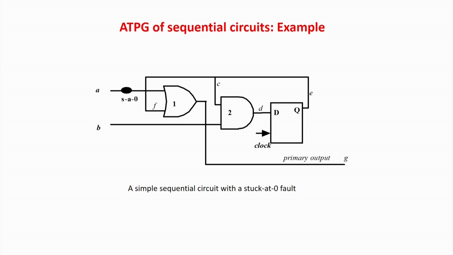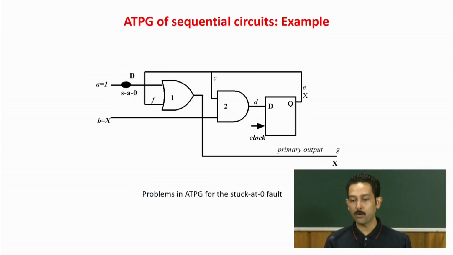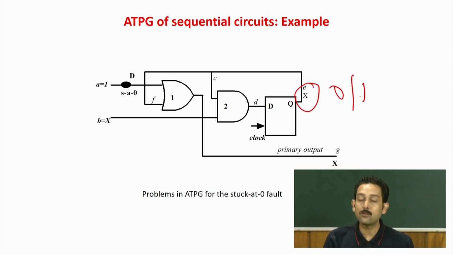Now, let us see that this is your very simple sequential circuit, and we want to test a stuck at 0 fault here. So, we will see what is the complexity involved and how it becomes more difficult in a sequential circuit like this. Now, one very important thing you have to remember is that when you power up a circuit, the value of the output of the flip flop may be 0 or 1.